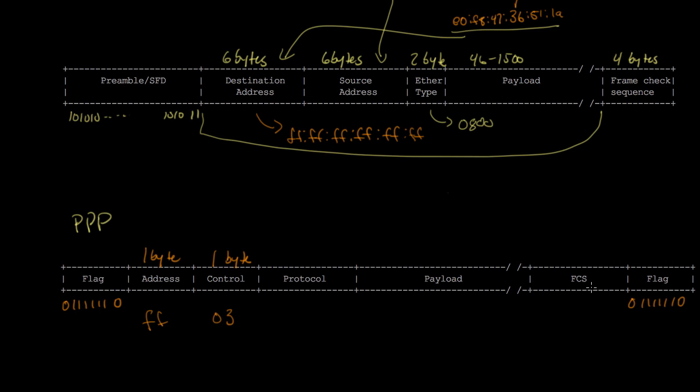And then the rest of the fields are basically the same as Ethernet. So the protocol field serves the same purpose as the EtherType field, and it's 2 bytes long. And then the payload, of course, is the payload, the same as Ethernet, and it's usually between 40 to 1500 bytes. But of course, it could actually be smaller or larger. And then the frame check sequence, again, is 4 bytes, and it works the same way as the frame check sequence does for Ethernet.